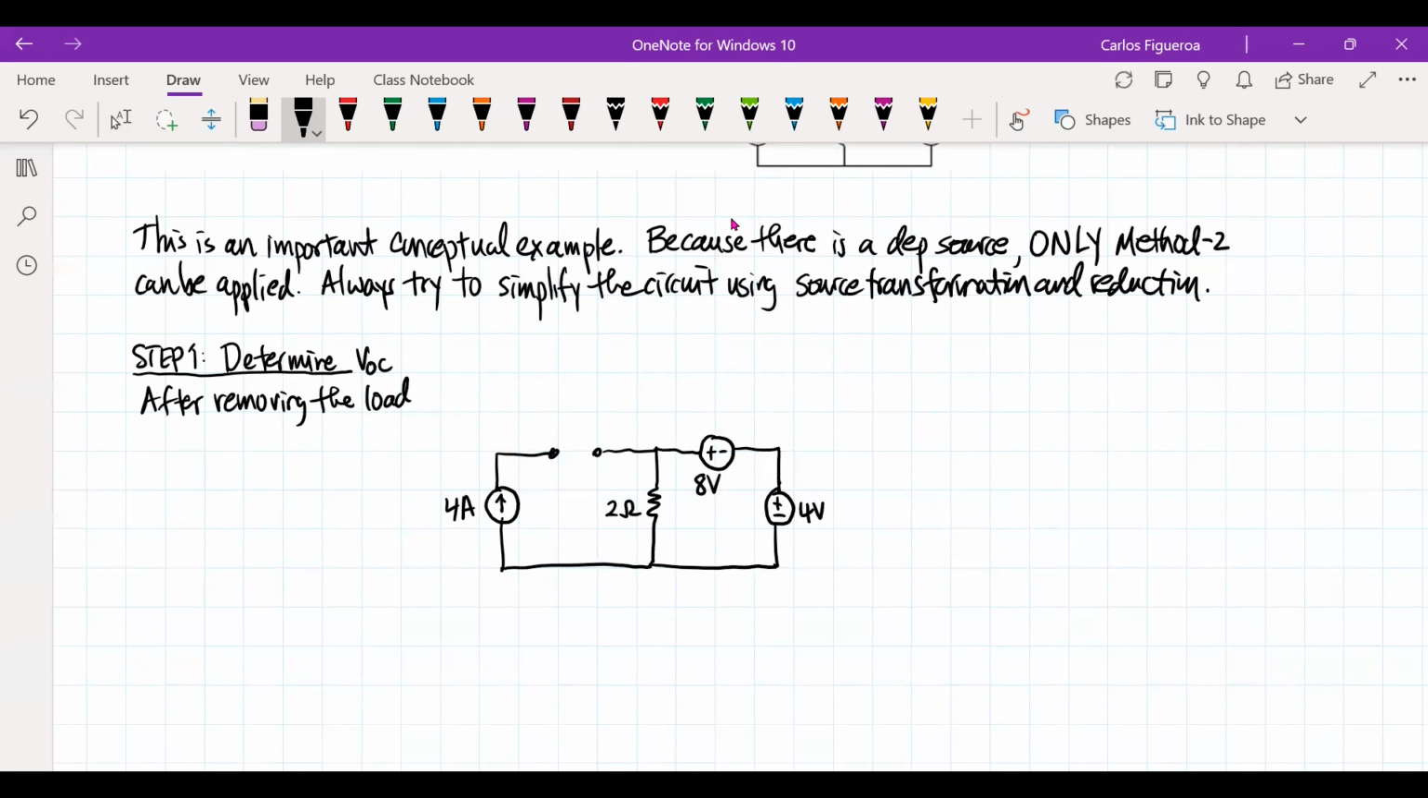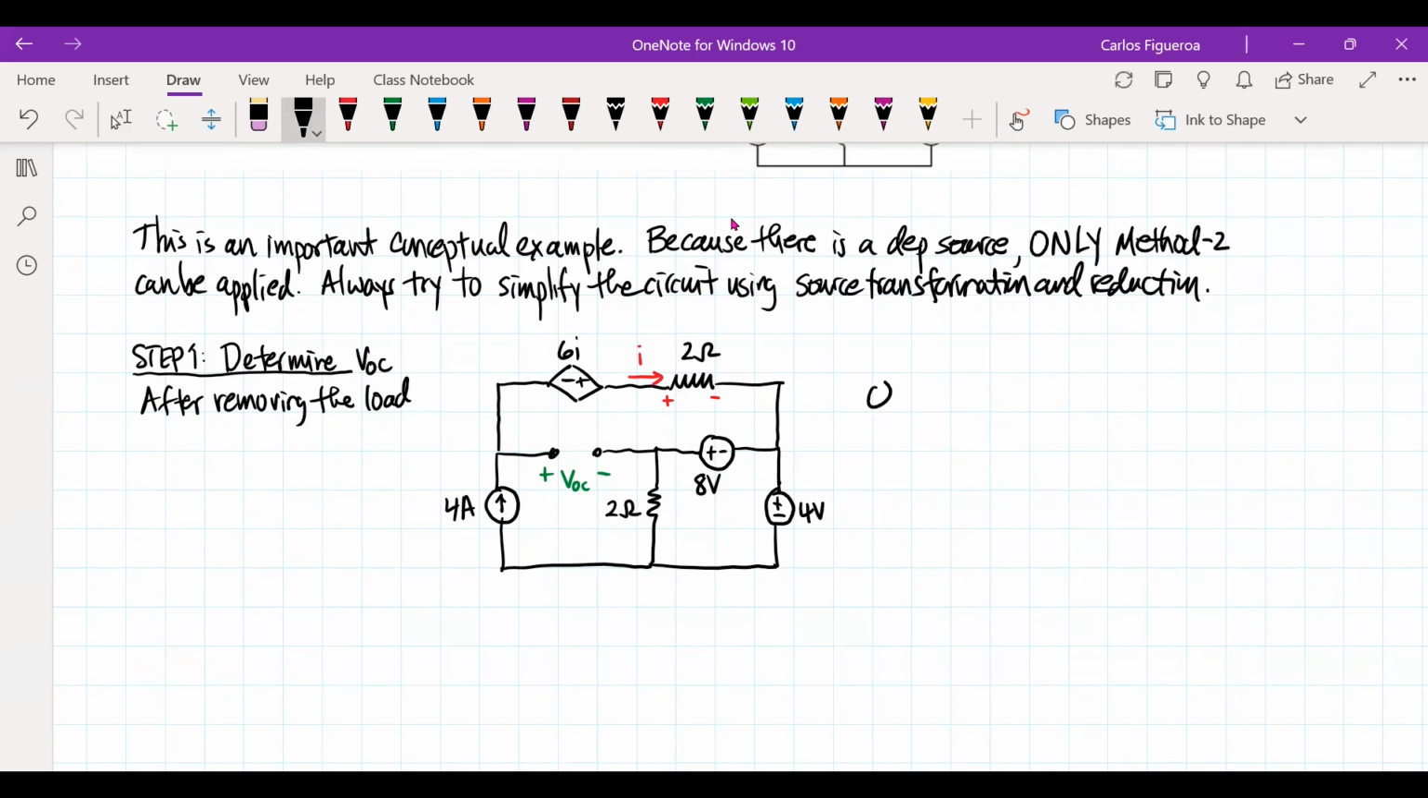Now if I go to the upper loop, I see that I have a dependent source, 6i, and then I have a 2 ohm resistor, which looks like this. So this here is my VOC. There's my open. And because this is a dependent source, I have a current I going through here, so I can see that that gives me a polarity like that.